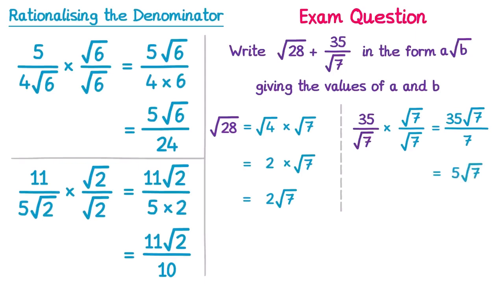So we've changed the root 28 into 2 root 7, and the 35 over root 7 into 5 root 7, we just need to add them together. So 2 root 7 plus 5 root 7, you do 2 plus 5 to get 7 root 7. This question asked us to give the values of a and b, so a is the number in front of the root, that's 7, and b is the number inside the root, which is also 7.